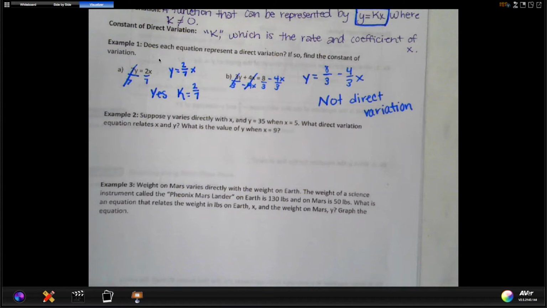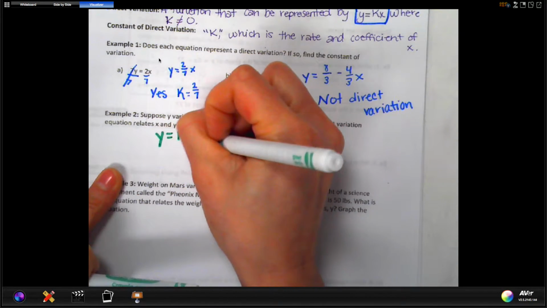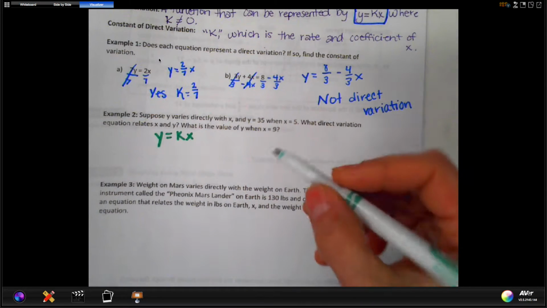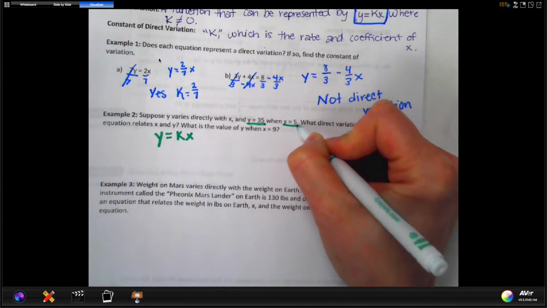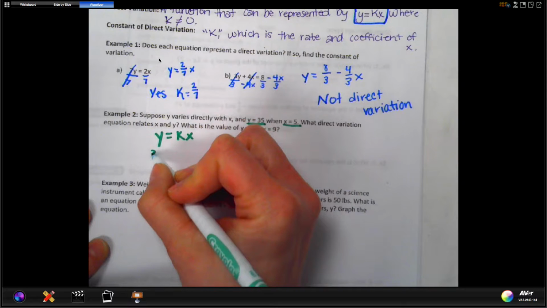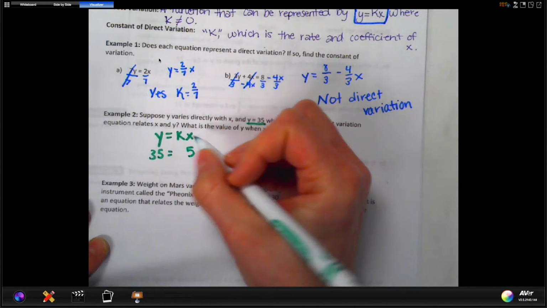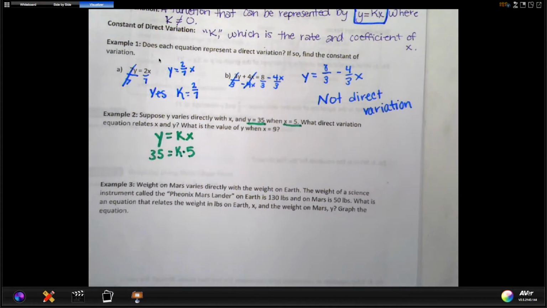Here's how you set this up. Since you know that it's direct variation, you know it's going to be y equals kx, right? That's how you start. That's the general format of direct variation. Then you put in the information given. So y, they tell you, is 35, and x is 5. So we're going to replace y with 35. We're going to replace x with 5. And we're going to leave k in there. And remember, that means times. They're right next to each other.